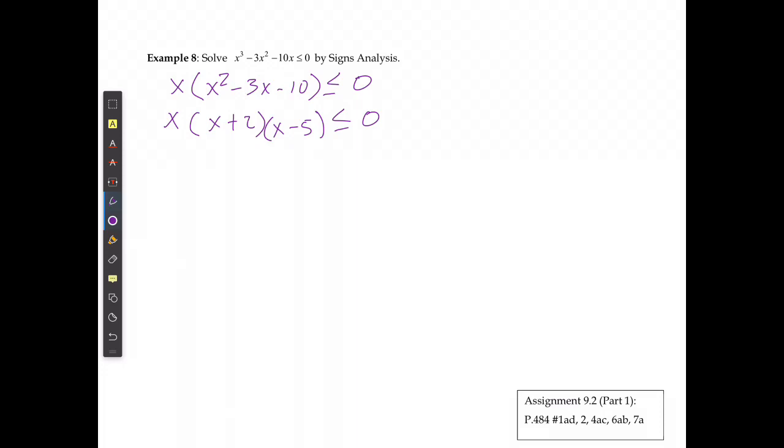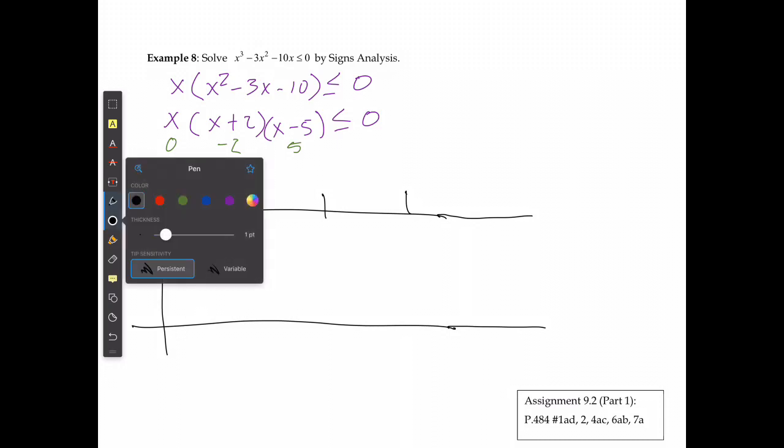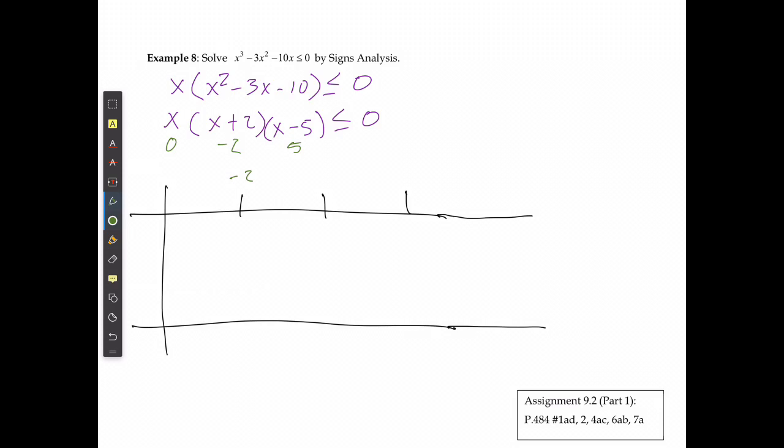For the x, my intercept is just going to be at 0. For plus 2, it's going to be at negative 2. And for minus 5, it's going to be at positive 5. Draw out my little chart. And I have actually 3 possibilities now, which means it's going to split up into 4 sections, unlike the 3 sections we've seen, because there's more factors. So I'm going to have one that is at negative 2, one that is at 0, one that is at 5.